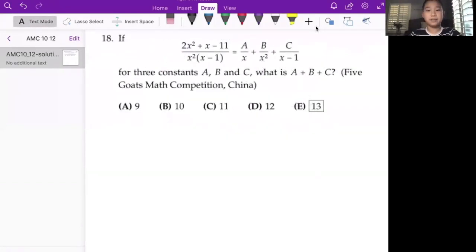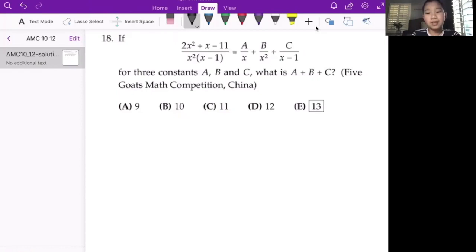Problem 18. If 2x squared plus x minus 11 over x squared times x minus 1 is equal to a over x plus b over x squared plus c over x minus 1 for 3 constants a, b, and c, what is a plus b plus c? Okay, so this is a partial fraction decomposition, but you don't really have to know that. All you need to know is we should just multiply to get rid of the fractions.